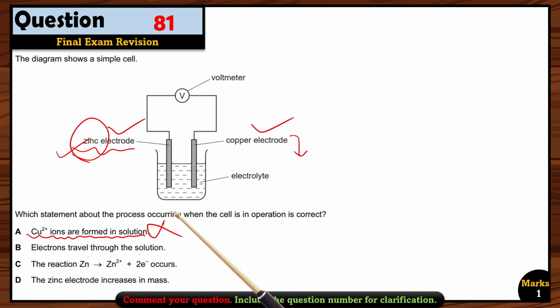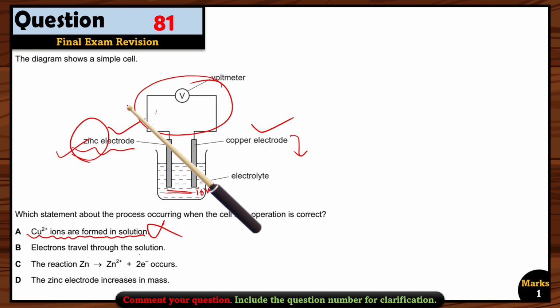Electrons travel through the solution. Wrong. Only ions usually travel through the solution. Electrons move in the external circuit. The reaction of zinc occurs. Yes, zinc is a metal, and it will oxidize first because it's more reactive. So zinc will change into zinc ions and electrons. It will release the electrons. So that option is the right option.